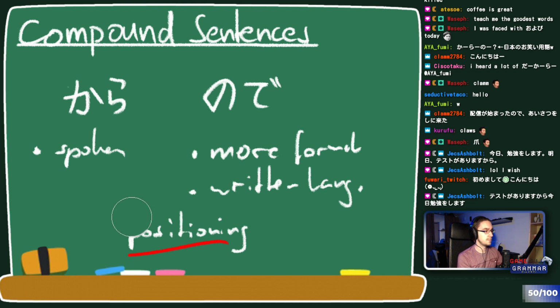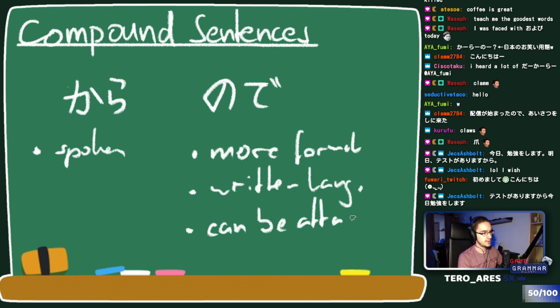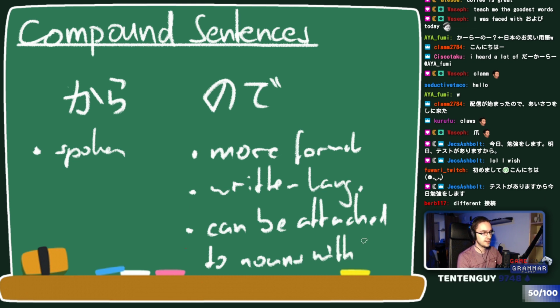Mainly, the main difference is that node can be attached to nouns with na. So here na shows up again. Our good old friend na, different setsuzoku. They're kind of different words, but they're very similar. So node can often be attached to nouns using na. So you get nanode. So it will look a little bit like this.